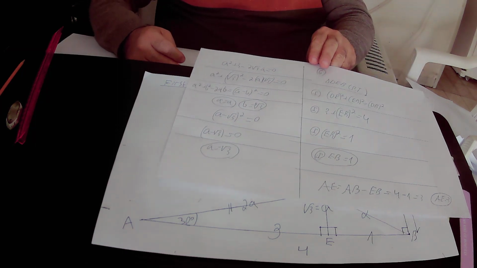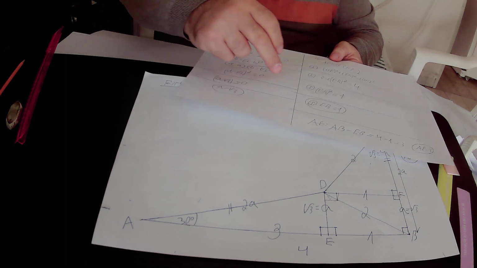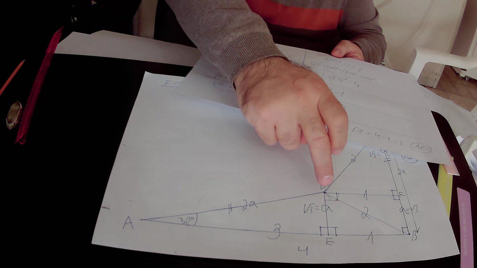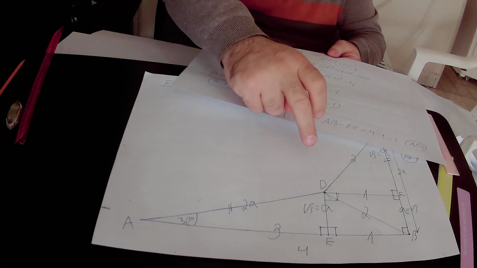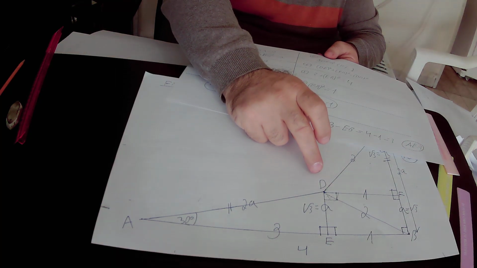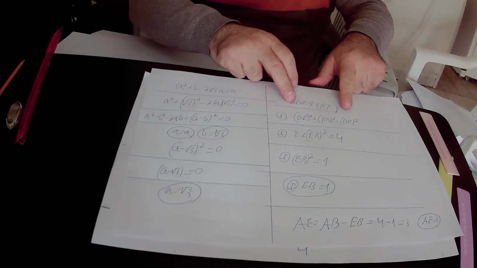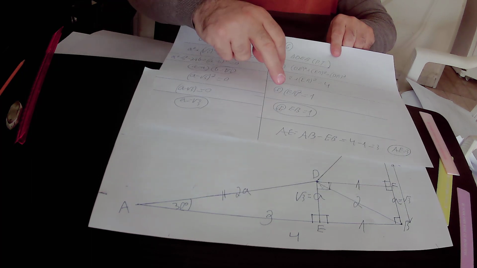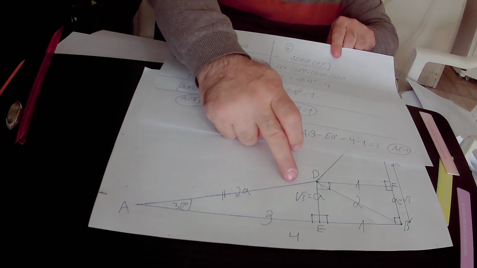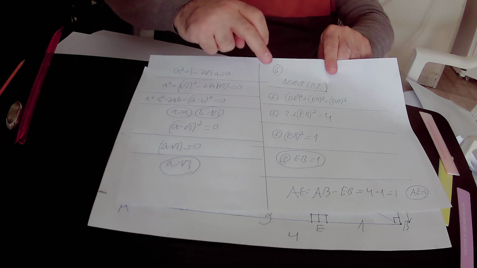Then we focused on triangle DEB. We implemented the Pythagoras theorem on the right triangle DEB. The square of the hypotenuse is equal to the sum of the squares of the perpendiculars according to the Pythagoras theorem. That is to say, DE squared plus EB squared equals DB squared. DE equals square root of 3, so DE squared is square root of 3 squared, which is 3.